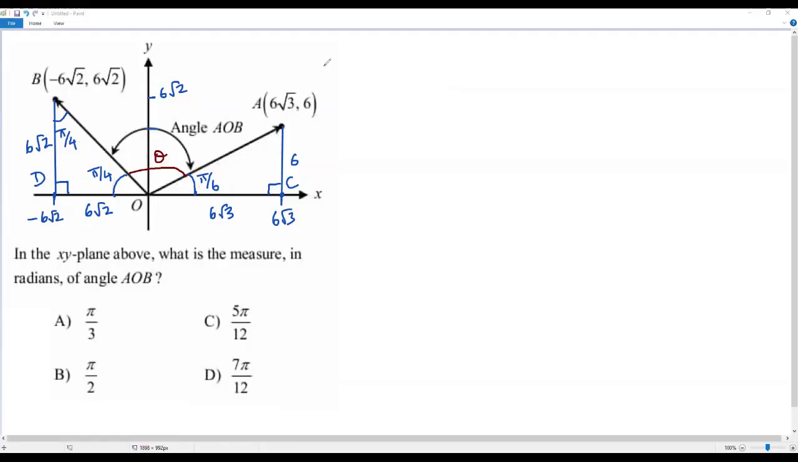Okay, let me write it over here. That is pi over 4 plus theta plus pi over 6 equals pi radians. Now we have to solve for theta in this equation. For that we have to combine this one and this one. Let me write them together. That is theta plus pi over 4 plus pi over 6 equals pi.